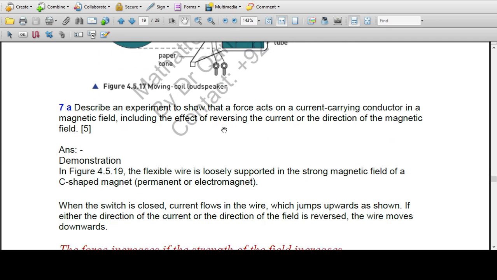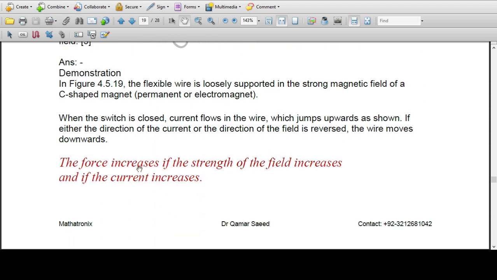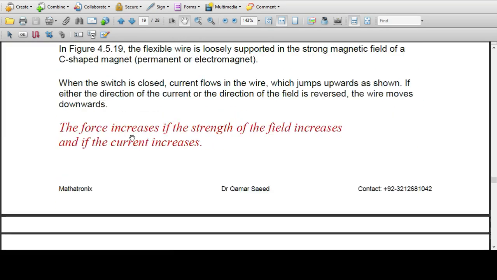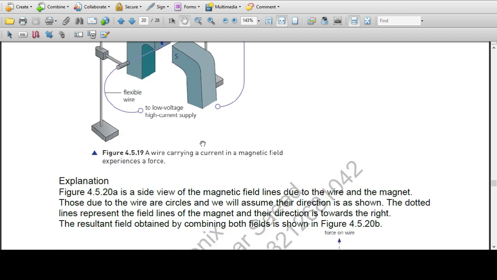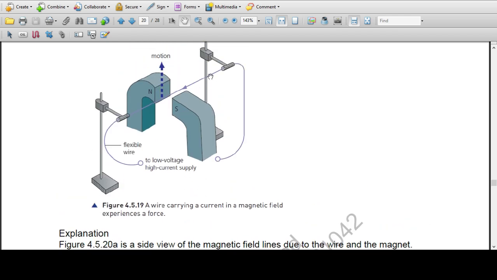Describe an experiment to show that a force acts on a current carrying conductor in a magnetic field, including the effect of reversing the current or the direction of the magnetic field. So the force increases as the strength of the magnetic field increases, and as the current increases. So simple. This is a demonstration setup. Here we have a conductor, and this is the magnetic field, and we can change the direction. We can increase the magnetic field if we have an electromagnetic circuit, or with the speed of the motion of this coil.